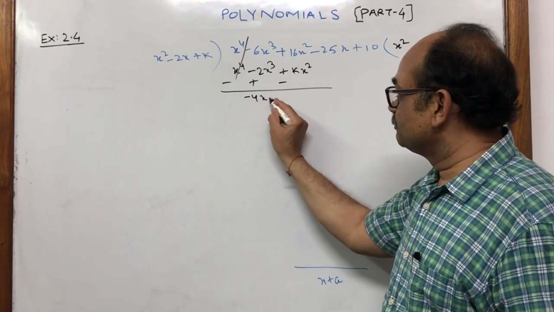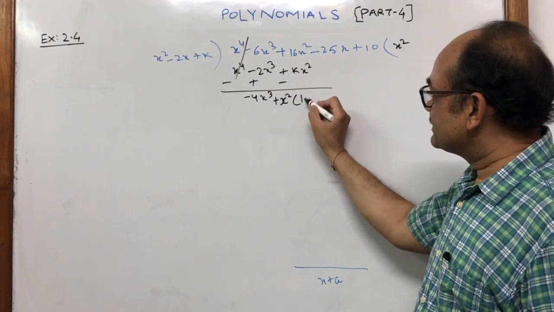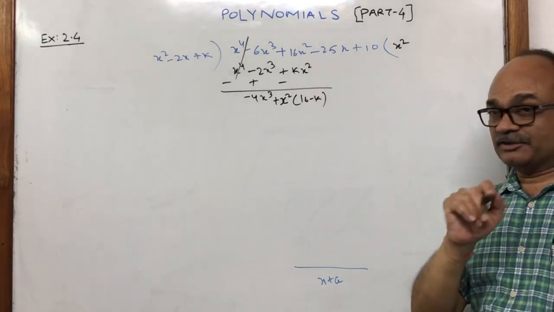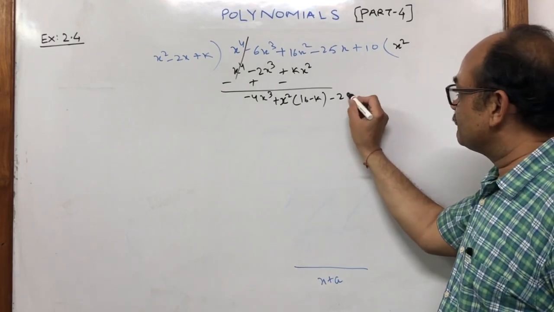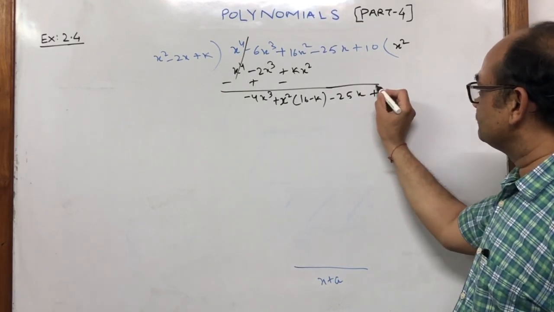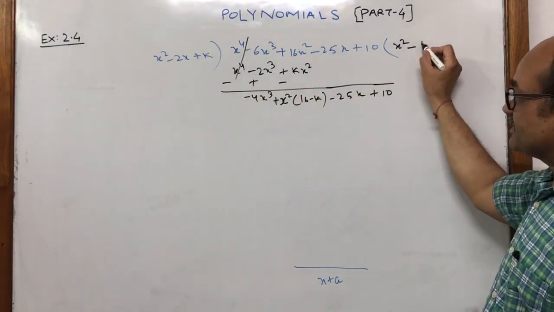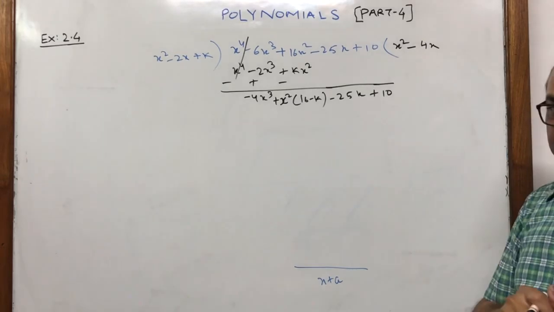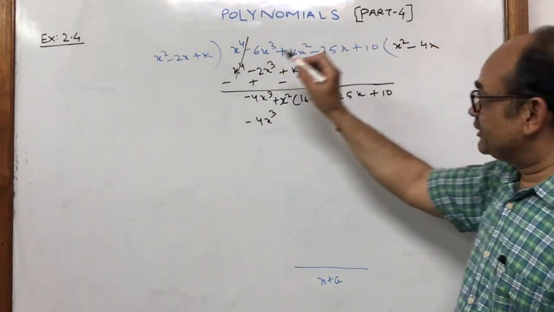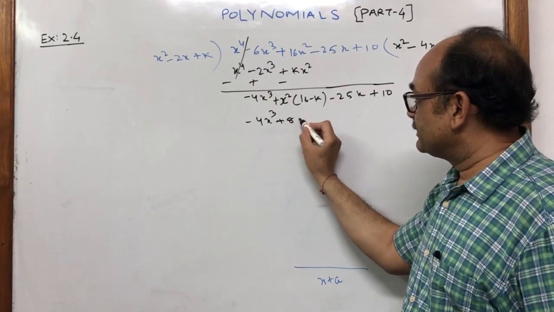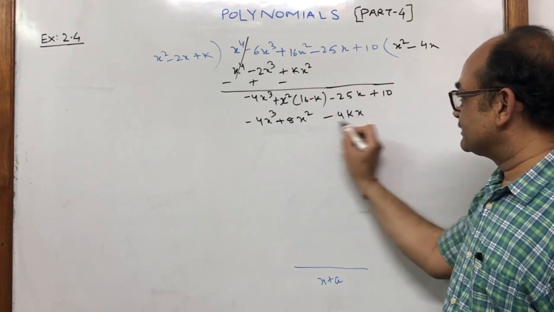So minus 4x cube. Here x square common. Then inside 16 minus k. ध्यान से देखो. x square common, 16 minus k. And minus 25x plus 10. Next is minus 4x cube, but we have x square. So minus 4x. Minus 4x into x square, minus 4x cube. Minus 4x into 2x, plus 8x square. Minus 4x into minus 4kx.